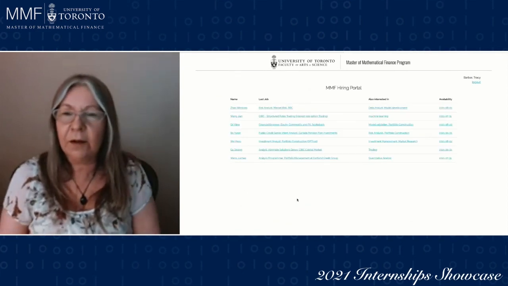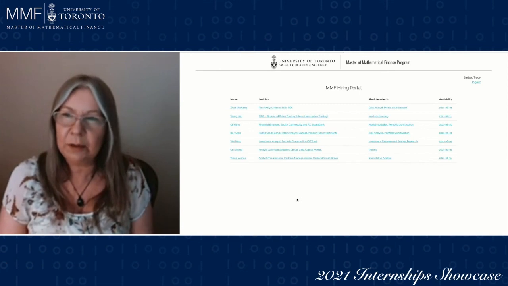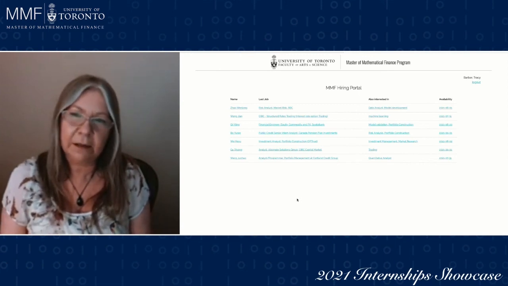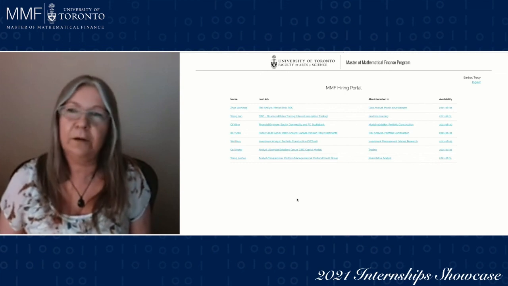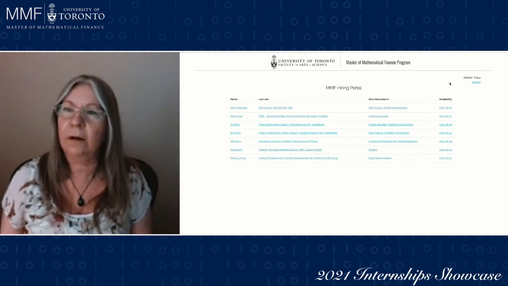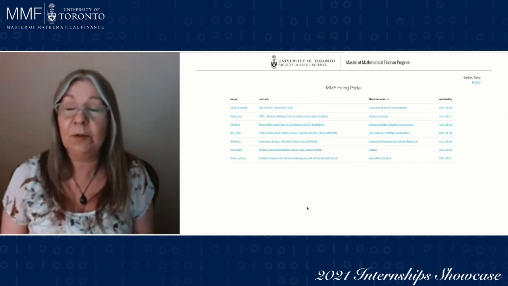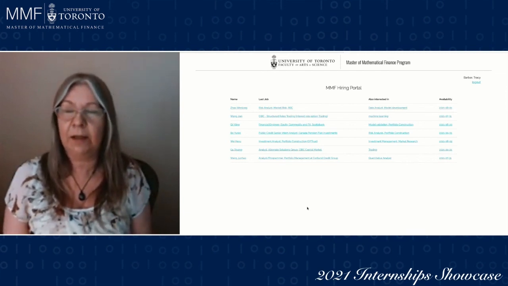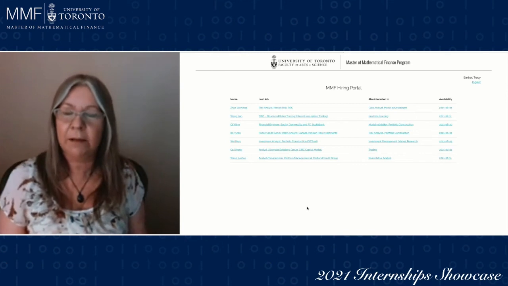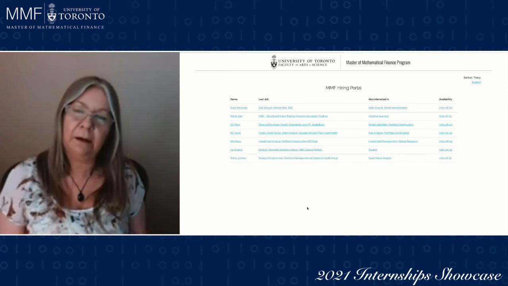And if you would like to be included, this is an access control database. As you can see up here in the corner, I am logged in as if I were an employer. So if you would like to have access to this database and see our new crop of grads, please email me and I'll set that up.